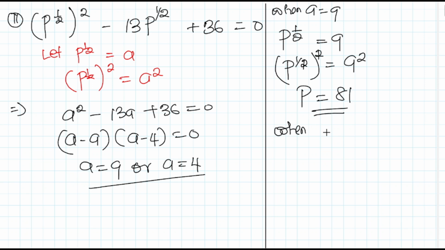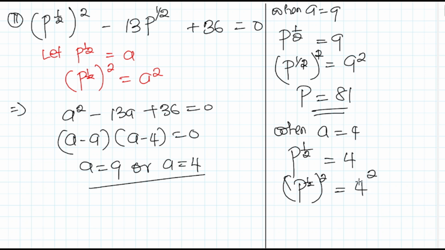Also, when a equals 4, we have p raised to power half equals 4. Again, square both sides. Equals 4 raised to power 2. So p equals 4 raised to power 2, which is 16. So therefore, the two values of p are p equals 81 or p equals 16. That's the final answer. So this is how you solve this kind of exponential equation.